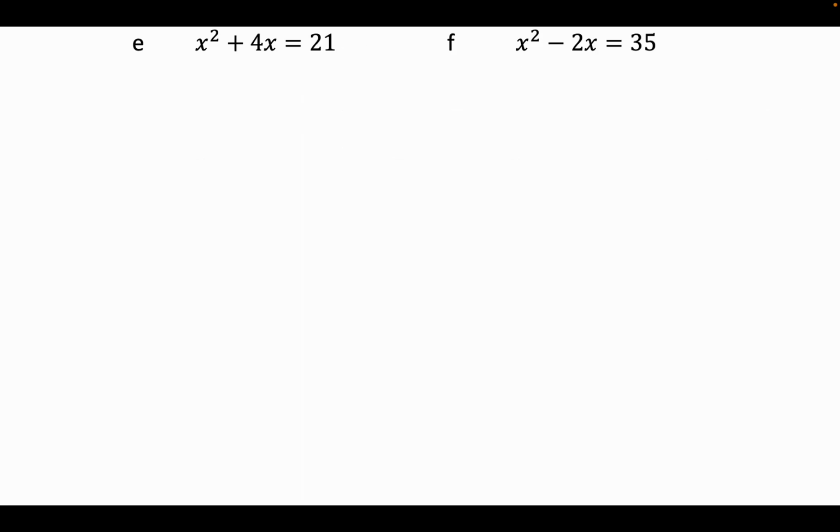Last two examples, these ones throw a bit of a hiccup into the process. In E, we do not equal 0. And that is a problem because in order for this method to work, in order for the zero product property to actually be able to take effect, we need to equal 0. So before I do any factoring, I am going to take that 21, subtract it from both sides, and get x squared plus 4x minus 21 equals 0.